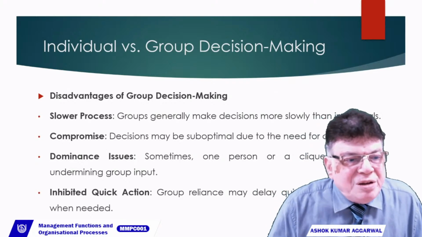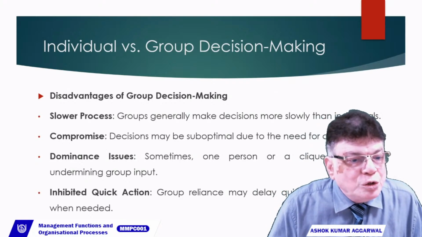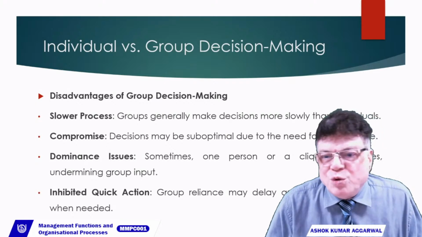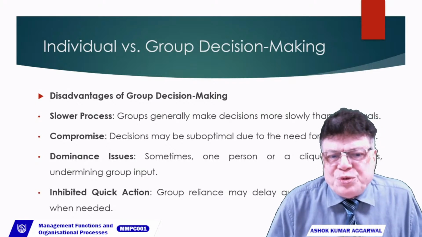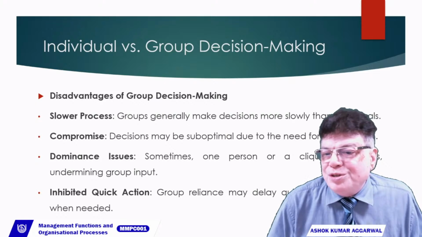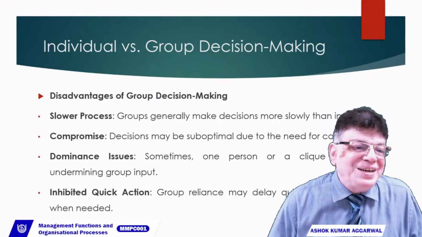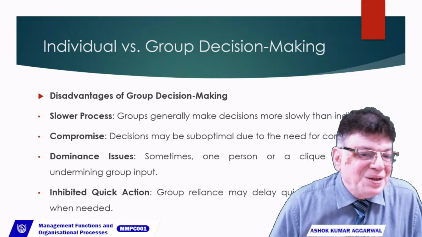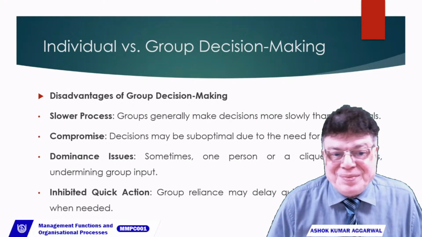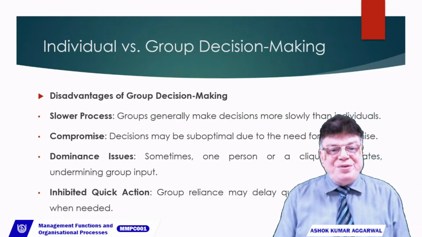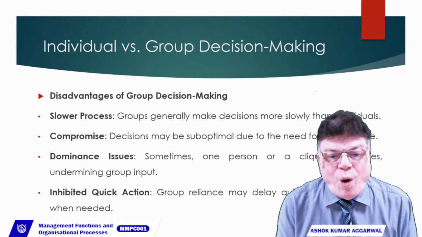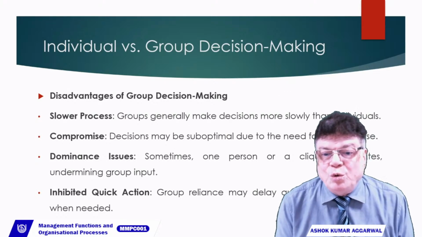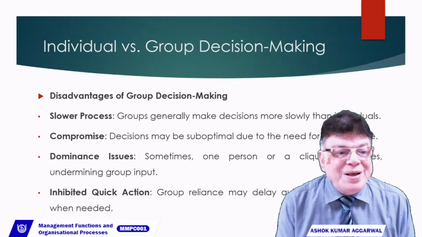Disadvantage of group decision making: slower process. Groups generally make decisions more slowly than individuals. Compromise. Decisions may be suboptimal due to the need for compromise.